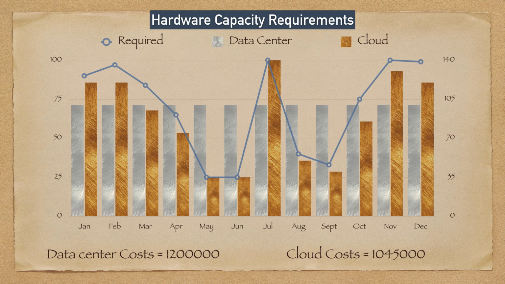Now, March, April, May, June, the requirement goes down. In this time, your CPU or machine utilization is 25%, while 75% of those resources are wasted. July, once again, it goes back up. Now you need even more resources, which you don't have, and so on and so forth.